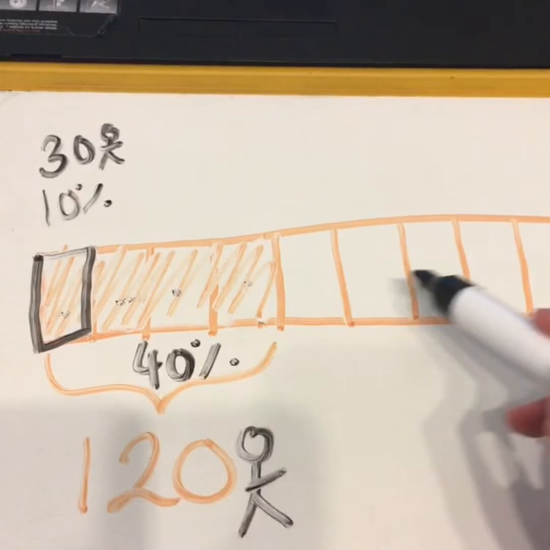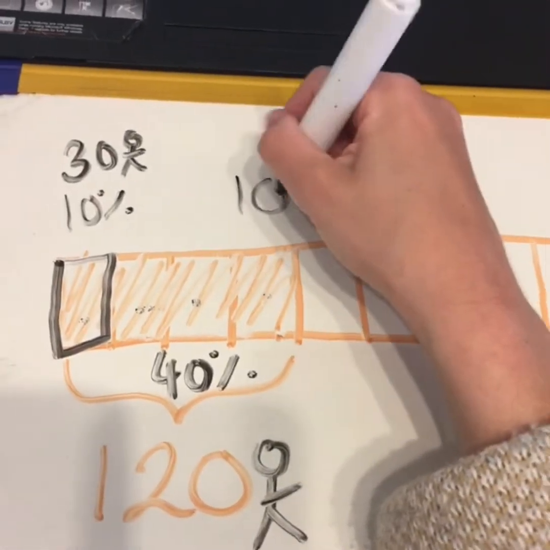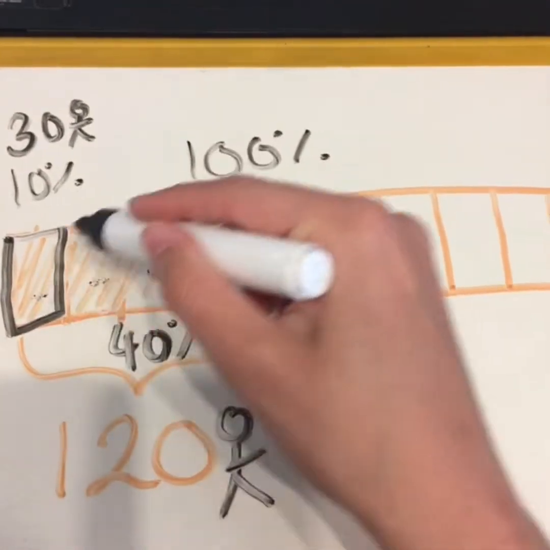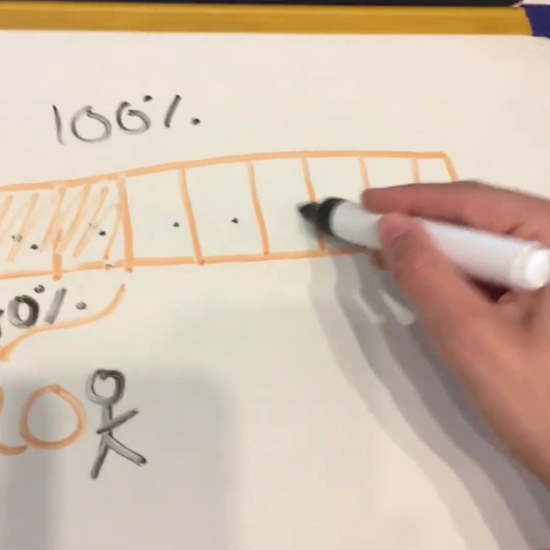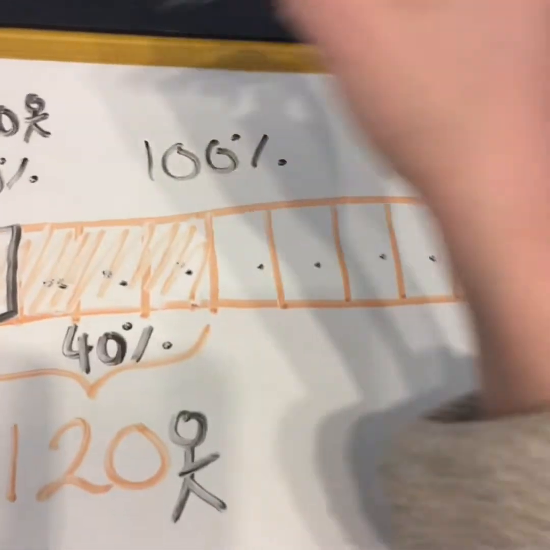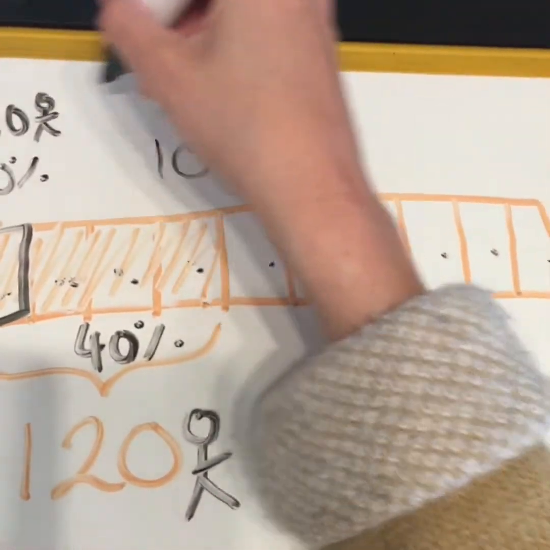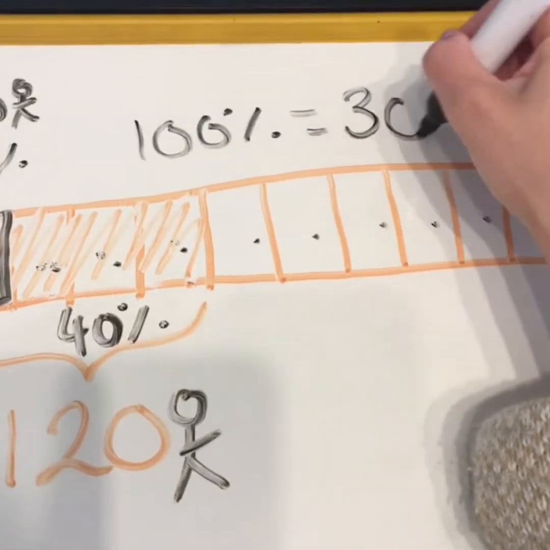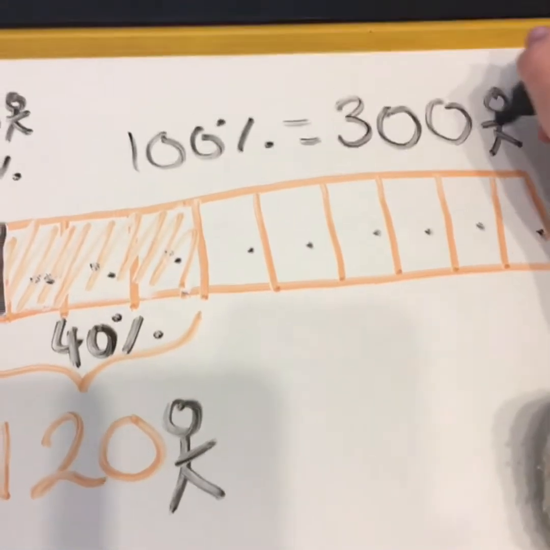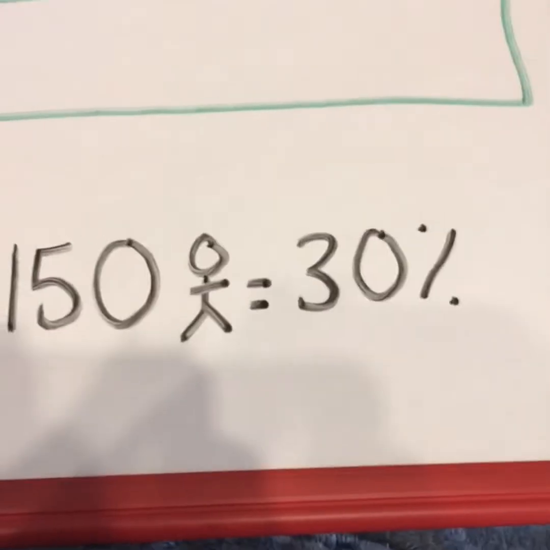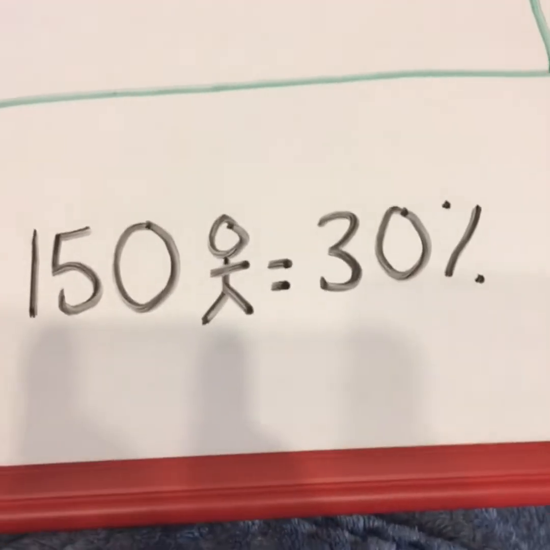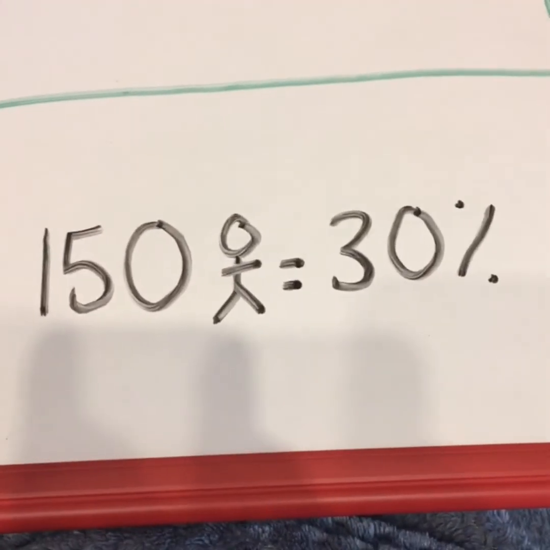If I want to work out 100% then, this part's 30, 30, 30, 30, 30, 30, 30, 30, 30, 30. I can times this by 10, so I times 30 by 10, which is 300 people. Right, let's have a go at another one of those, because they're a little bit confusing at first, but once you get the hang of it, it's really easy.